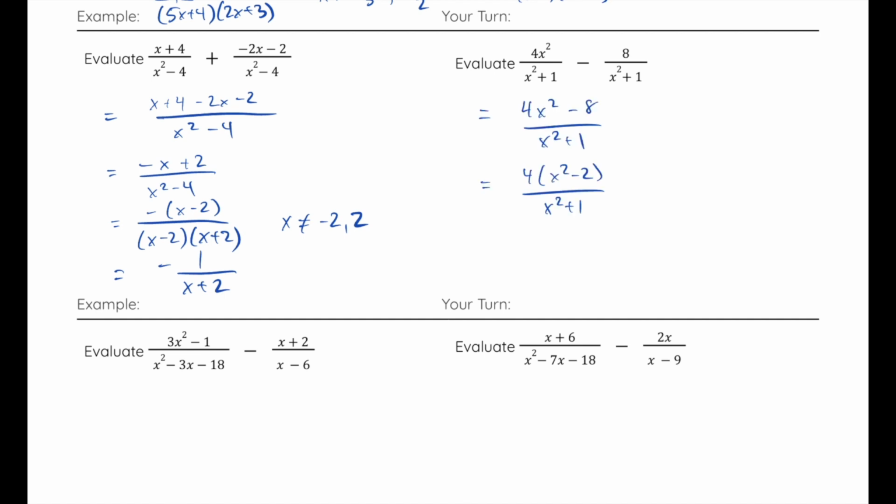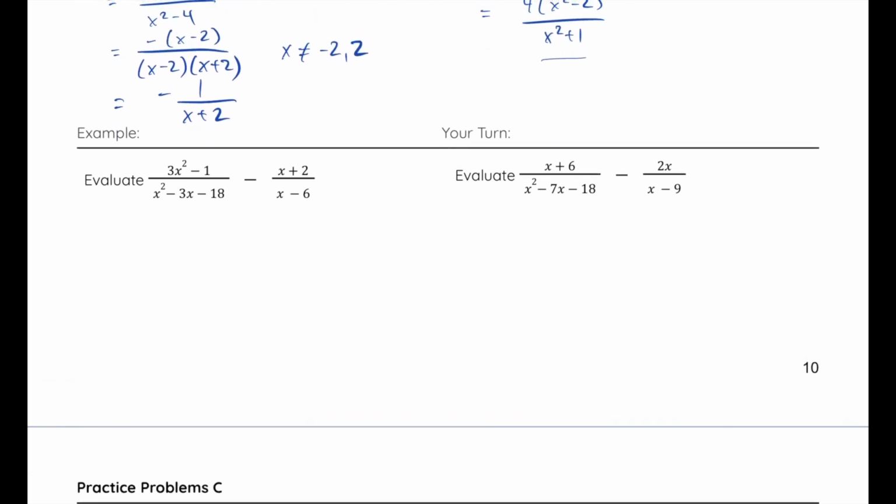Okay, the answer for this would be 4x squared minus 8 over x squared plus 1, or you could factor the numerator. What you'll notice is there's no excluded values here because this denominator, x squared plus 1, there's no real solutions making that 0. So there is no excluded values in this case.